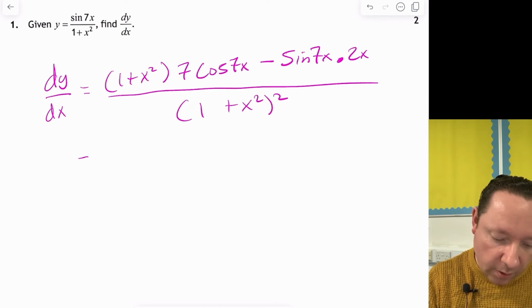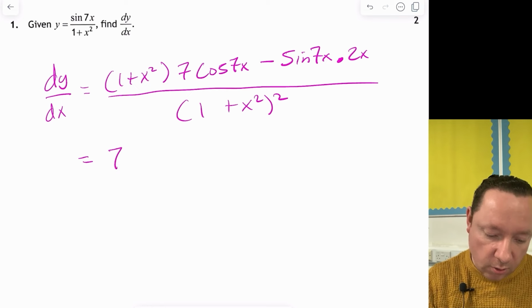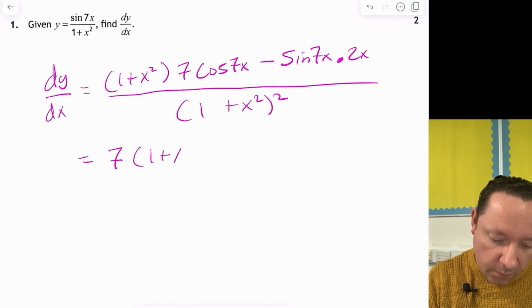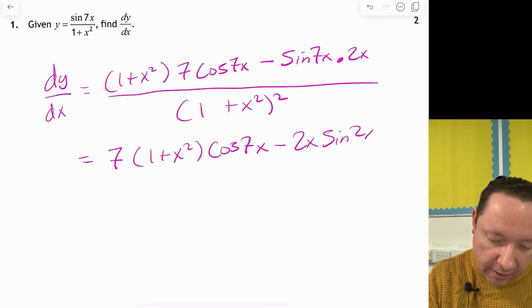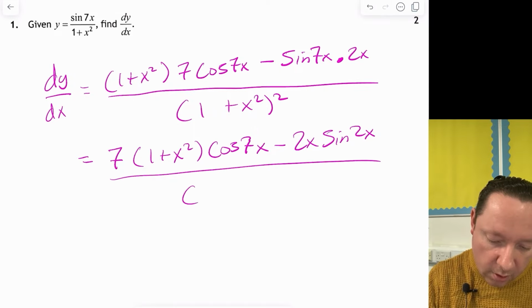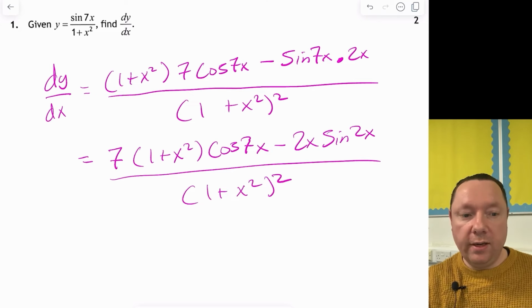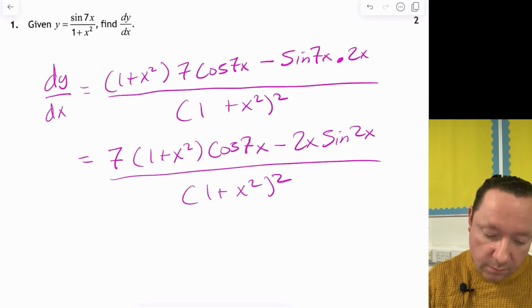Tidy that up a little bit, but it is only worth 2 marks. So I've got 7, 1 plus x squared cos 7x, minus 2x sine 7x, all over 1 plus x squared, all squared. And let's see if we can do anything else with that. I'm happy to leave it like that, so I'm done there.